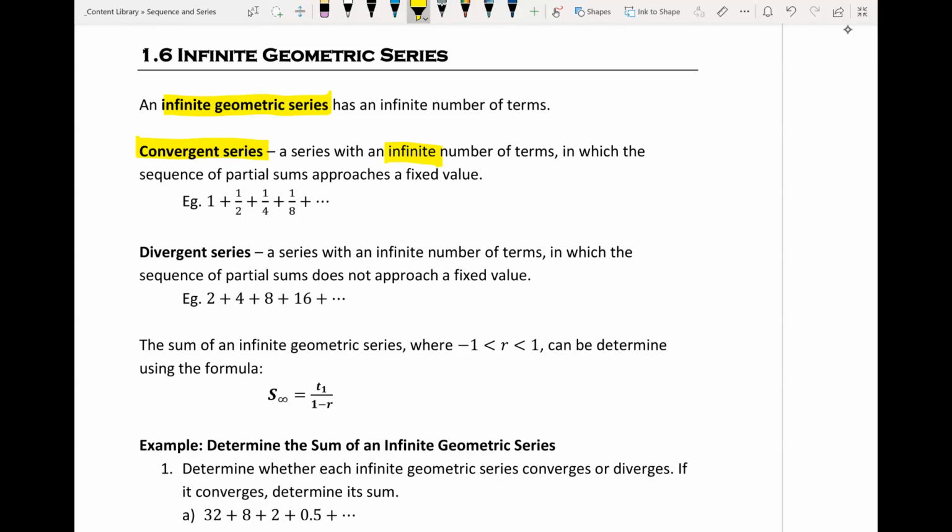Eventually, this is going to converge towards 2 because all these numbers are going to get smaller and smaller and smaller, and if you add them up, they're going to be less than 1.